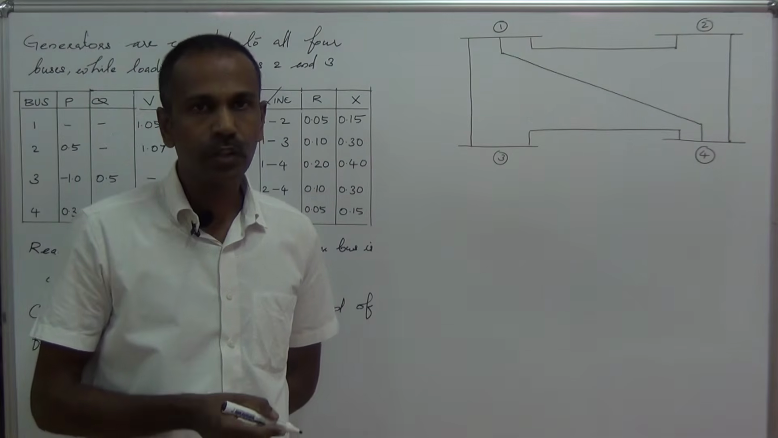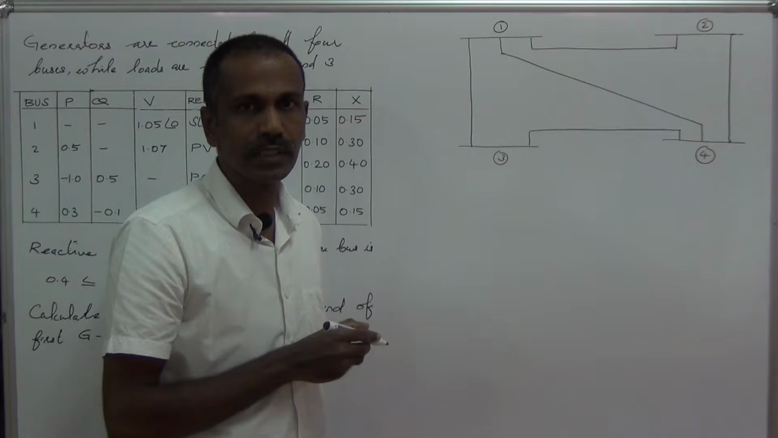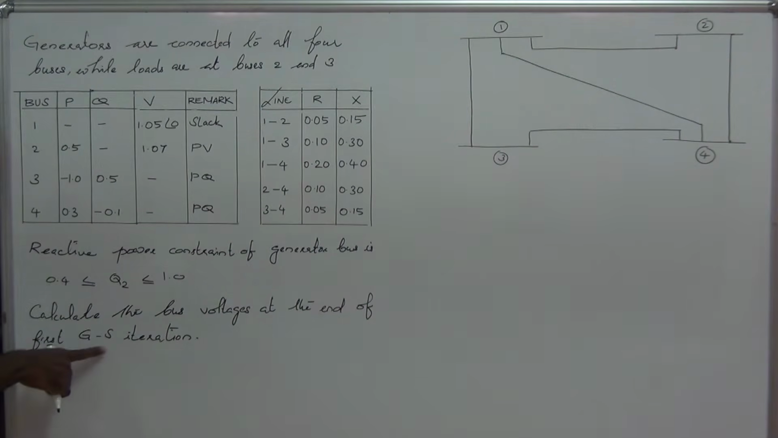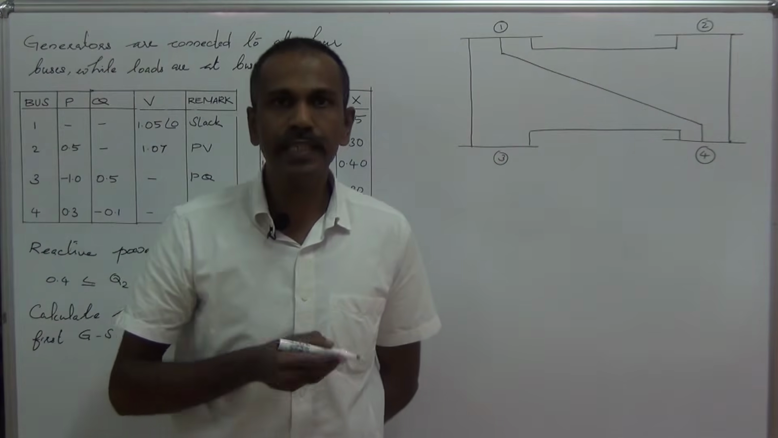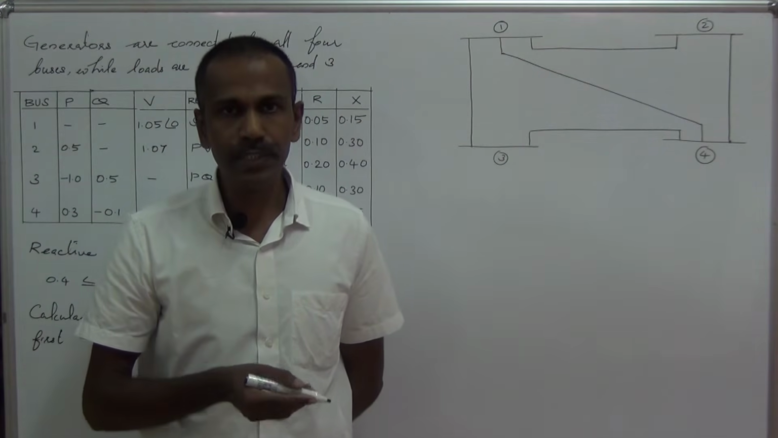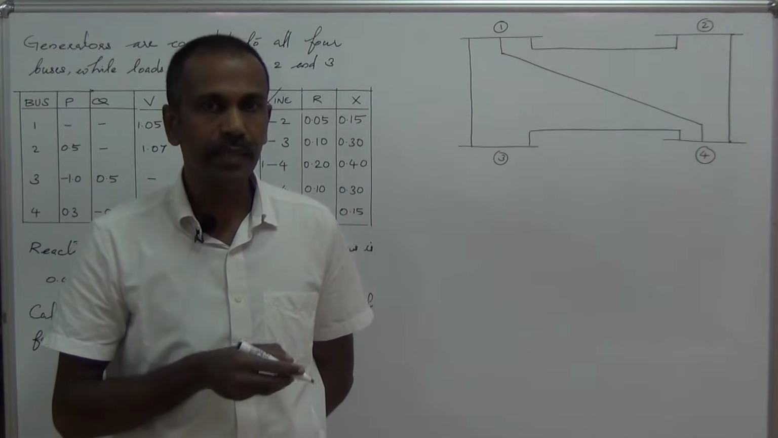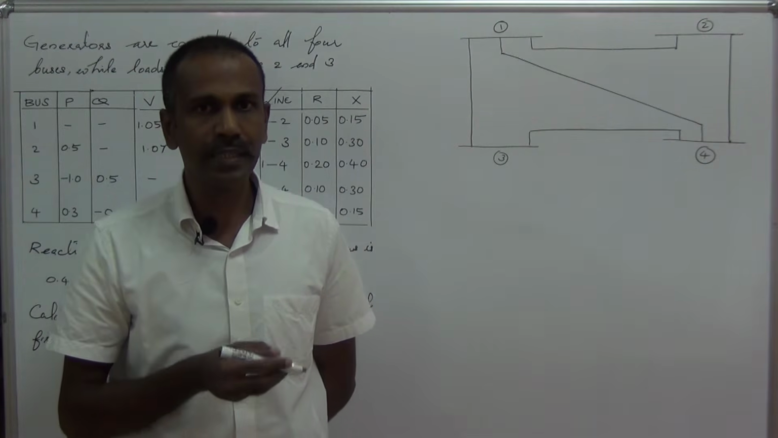In this session, let us solve a numerical problem on the load flow analysis of a 4-bus power system using Gauss Seidel method or GS method. This Gauss Seidel method is an iterative method. Iterative methods are used to solve nonlinear equations. In the iterative method, we start with an assumption or we start with a guess.